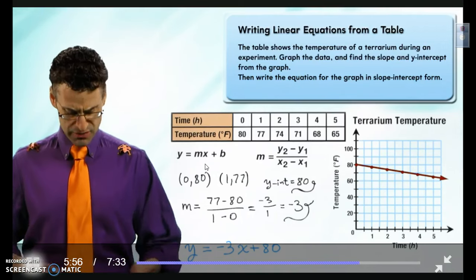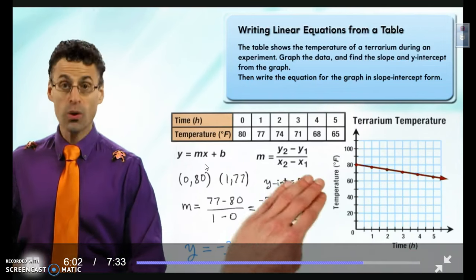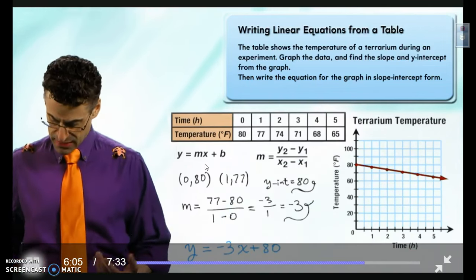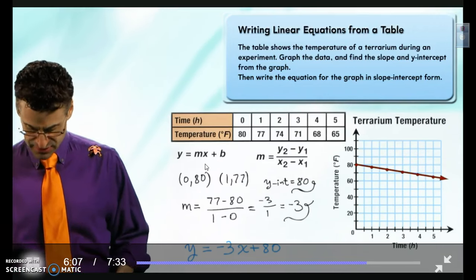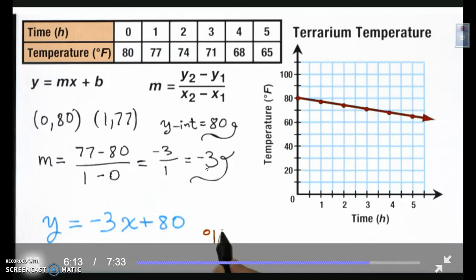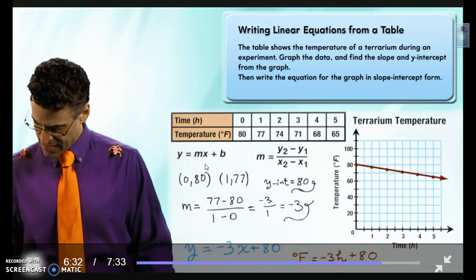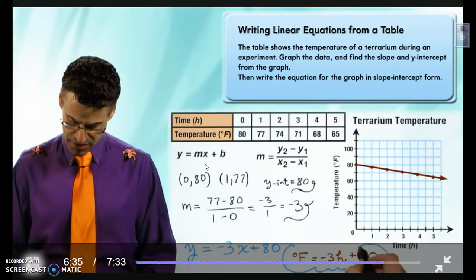Now, this is the equation of the line in the generic way, but given the fact that the x represents hours and the y represents degrees Fahrenheit, you might want to write the answer in a fancier way and say that y, which is just degrees Fahrenheit, is equal to negative 3 hours, that's the time, plus 80. You see, I just replaced the x by h and the y by degrees Fahrenheit to remind me what the units are. These are hours, and what comes out are temperatures. So that represents the answer, the equation of the line.